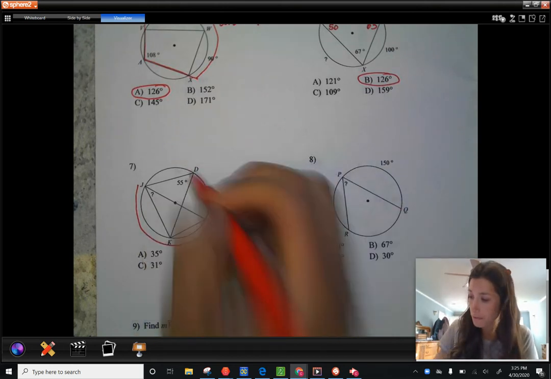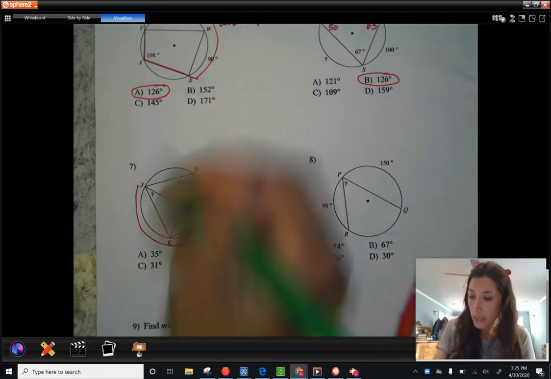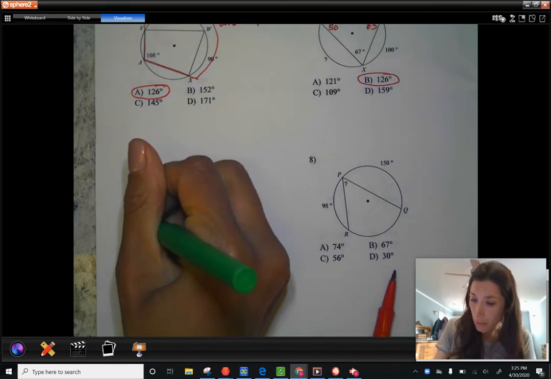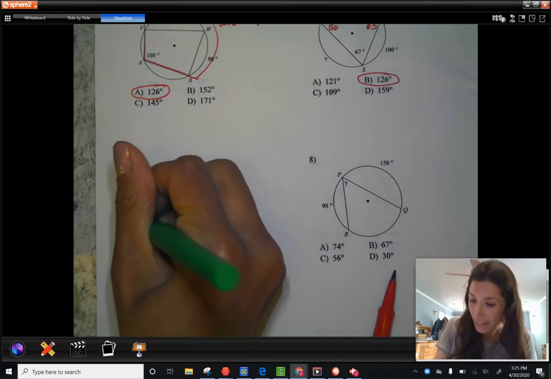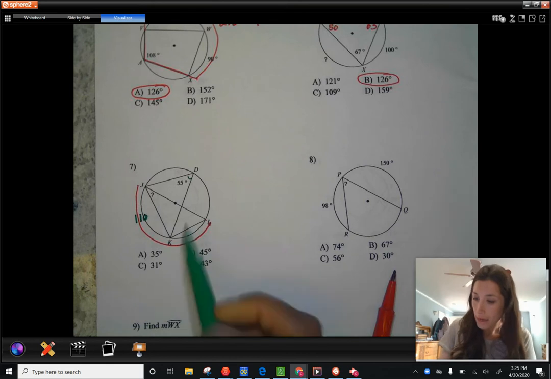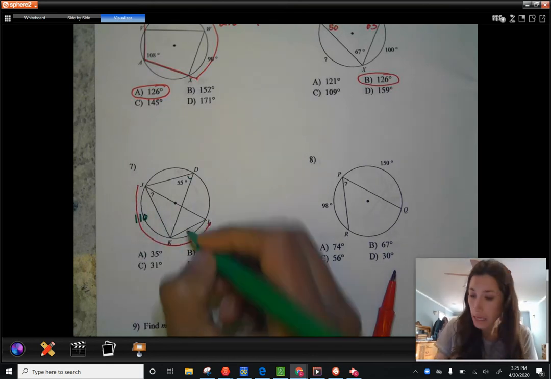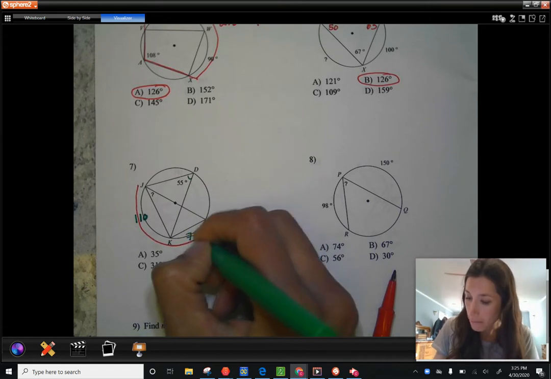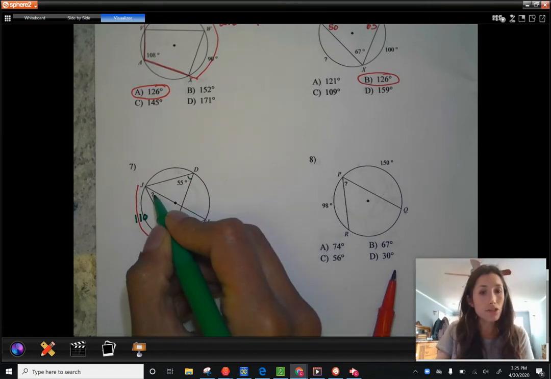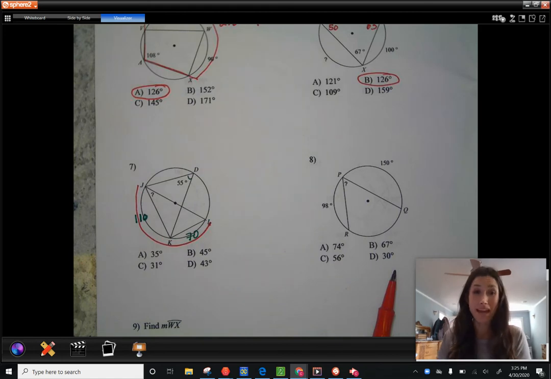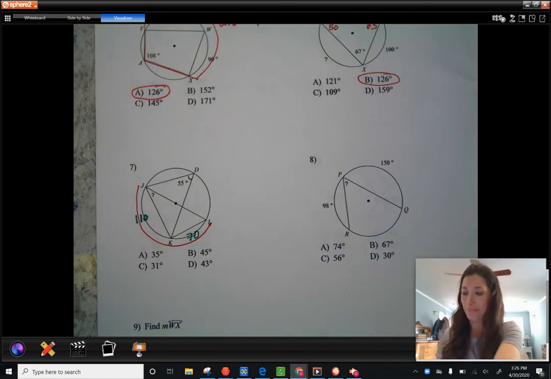I know if we have 55 degrees here and we double that, that's going to be 110 here. And then I know that these two add up to 180 together, so 180 minus 110, this is going to be 70. And then keep in mind this angle is inscribed to it, so it would be half of 70.